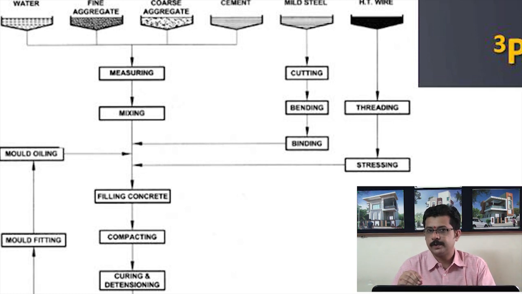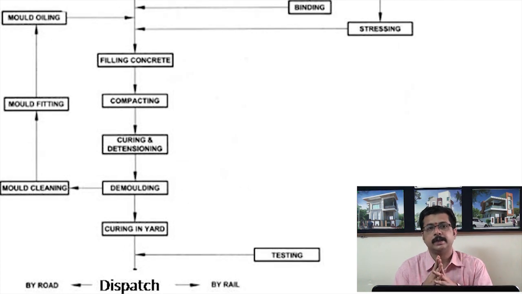So concrete is placed into the formwork, thereafter it is compacted, then cured, then the molds are removed, it is demolded, formworks are removed, and the elements are cured in the yard. Once the elements are ready, after 14 days or 28 days of curing as per the requirement, they are tested for the expected loads, and thereafter they are transported to the site for final installation. In this way, the complete process of precast concrete element manufacturing is carried out.